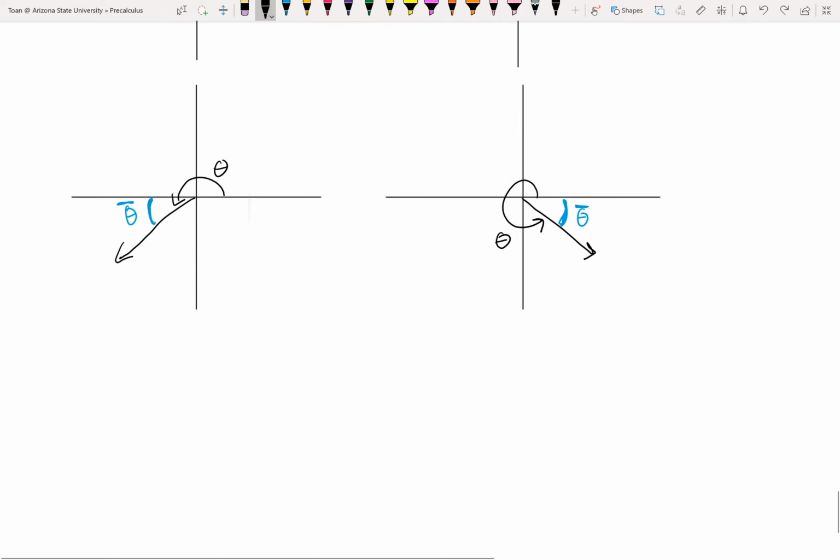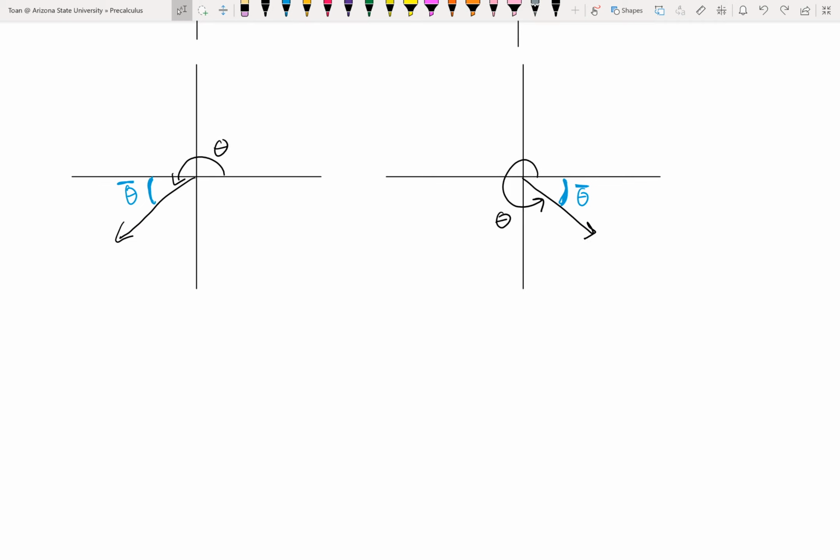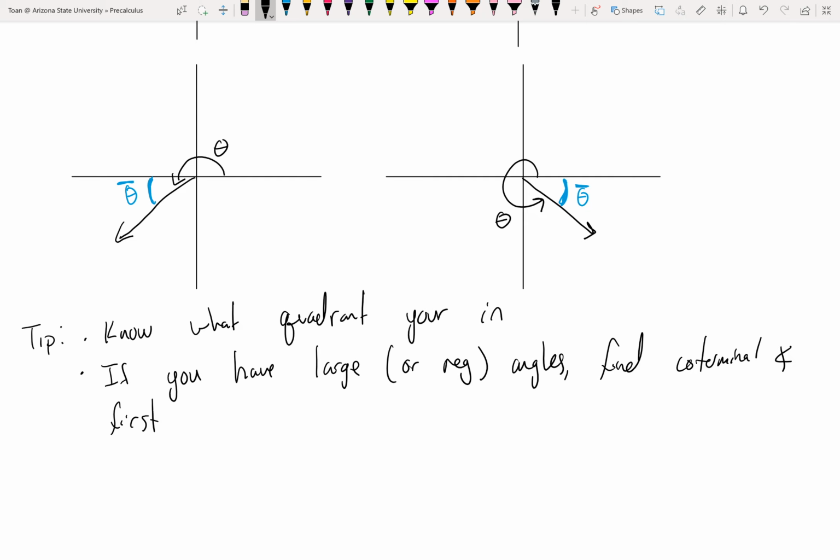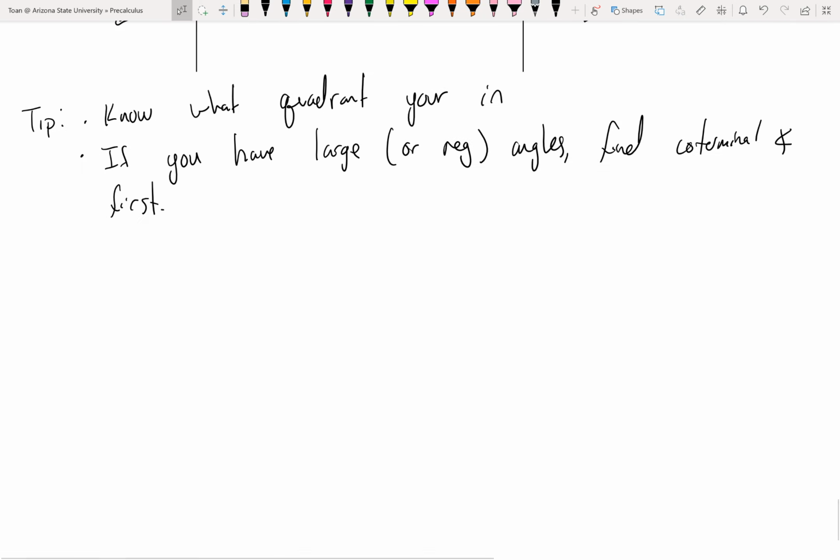So you're going to have one goal for this lesson, again, to find reference angles. So here's my tip to you. Know what quadrant you're in, and if you have large or negative angles, find the coterminal angle first. Right. My tips are optional, take it or leave it, but I think it makes things a lot easier.